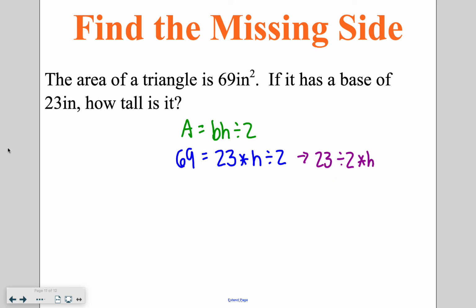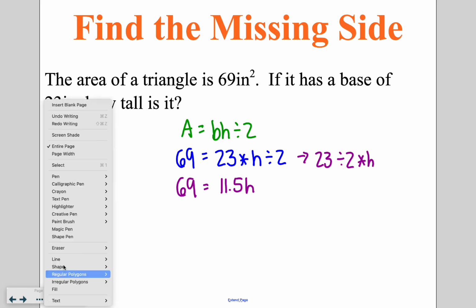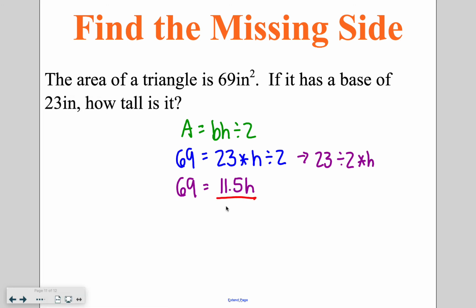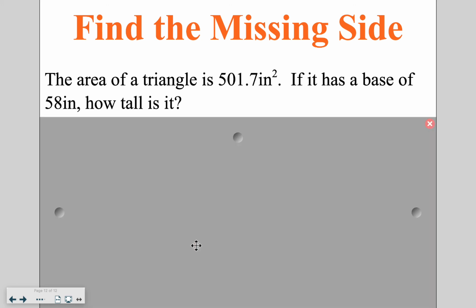So when I do 23 divided by 2, I'm going to get a simplified equation of 69 is equal to 11.5 h. So that is still being multiplied. Then I can finish by dividing both sides by 11.5. And when you do that, you are going to get a final answer of 6. And then we need a label. It is just talking about the height. So 6 inches is equal to our height. So we plugged our values in, simplified, and then solved. Go ahead and try this one on your own.